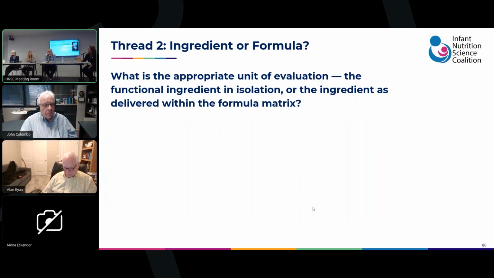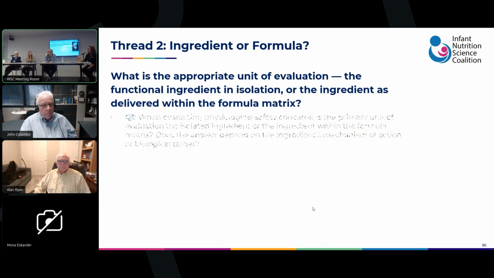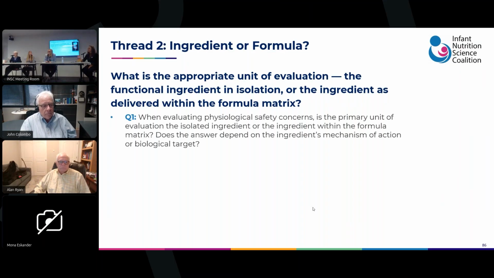So I think the short answer to this question is that we do need to look at the ingredient within the context of the completed product, meaning the finished formula. Could we look at it in isolation? Sure. But I guess the question I ask myself is, aren't you going to look at growth anyway? If the intention is to use it in a formula, then I think you just start with a formula.